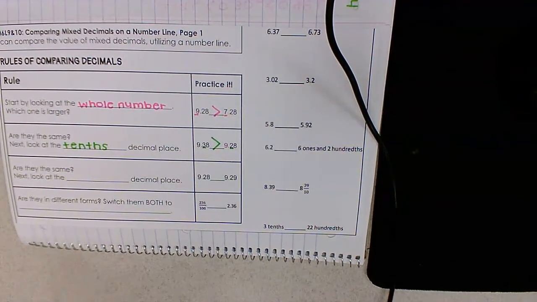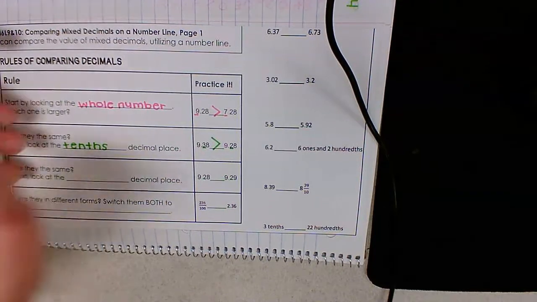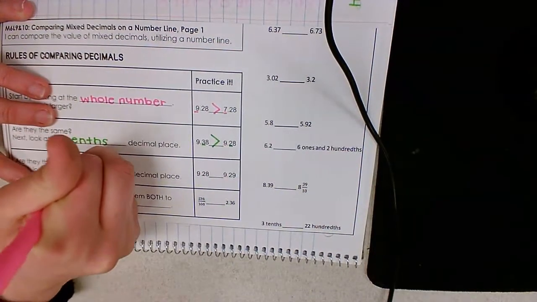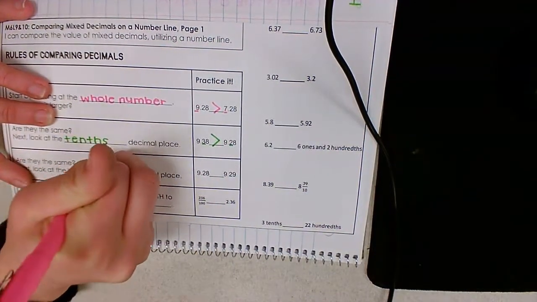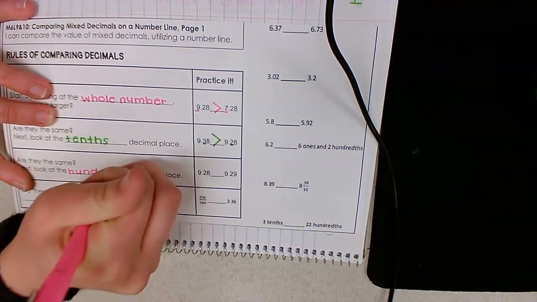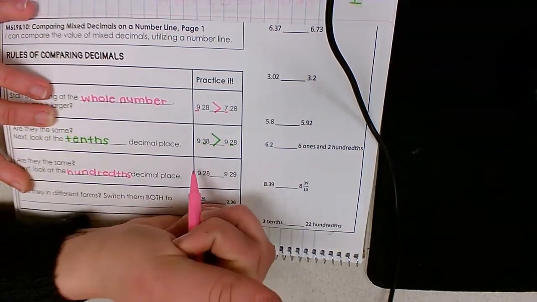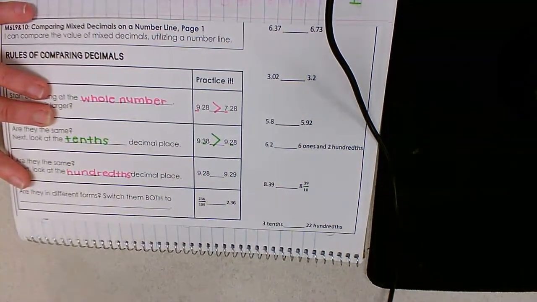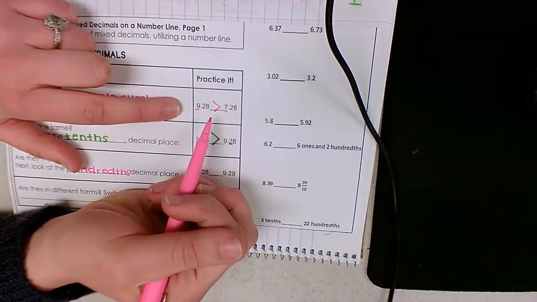Okay, but Mrs. Schumann, what if I run into a mixed decimal where the whole number is the same, the tenths place is the same, and the hundredths place is different? If that's the case, then let's look at that final hundredths place. We're just going down the line and comparing the place values as they get smaller and smaller. The larger the place value, the easier it is to compare.